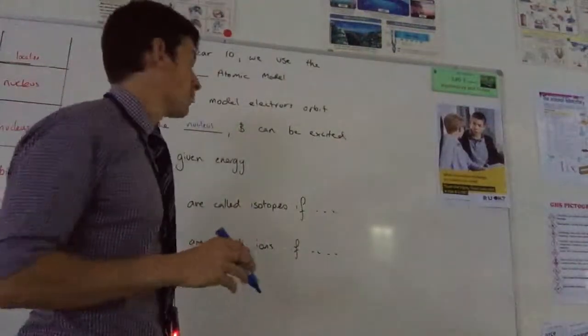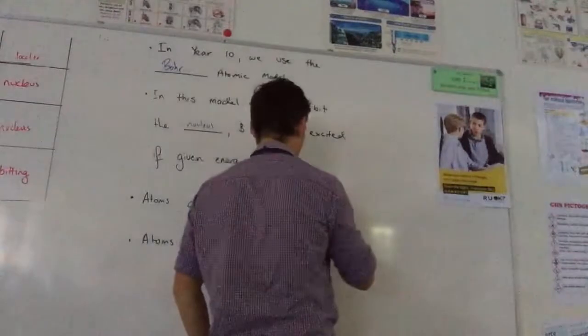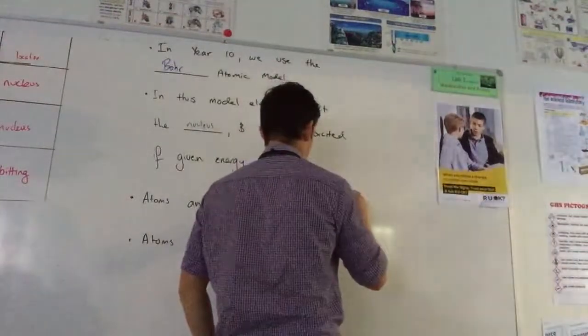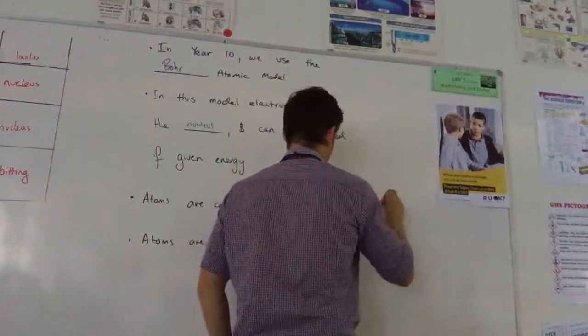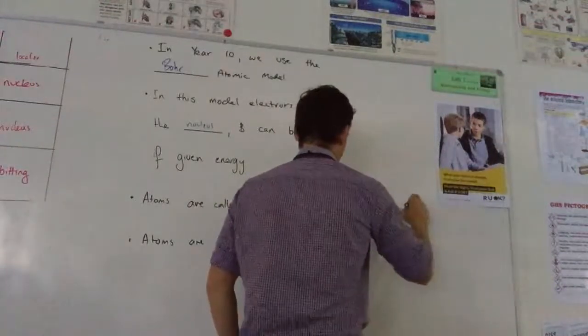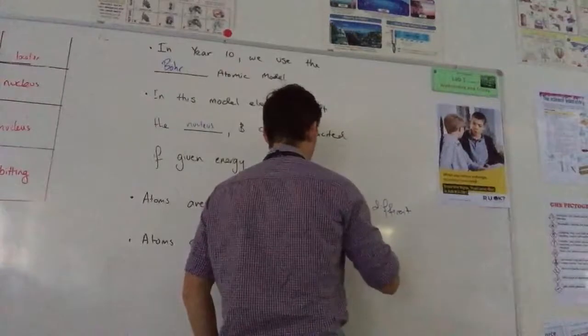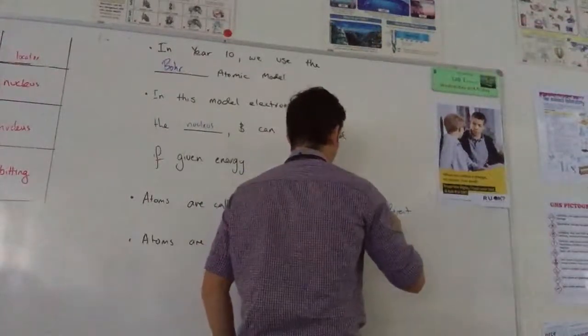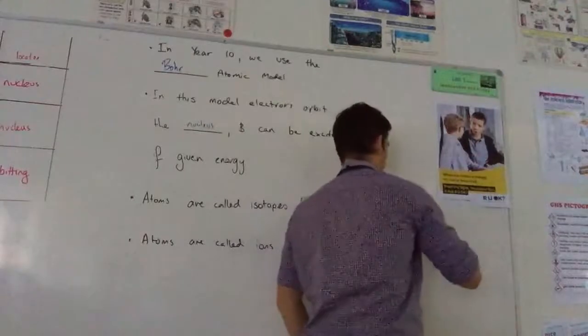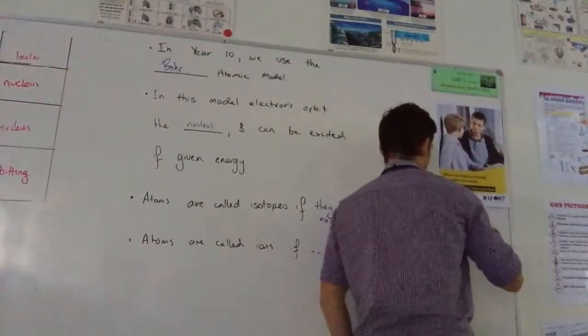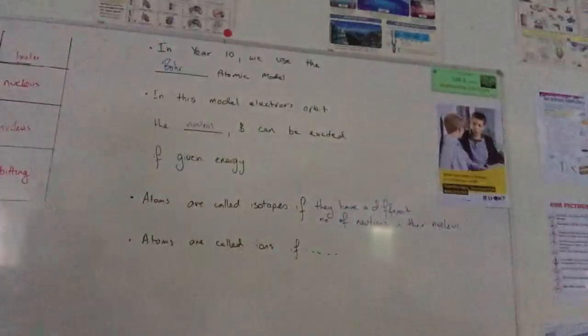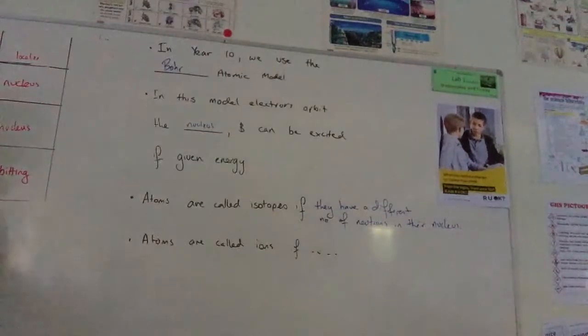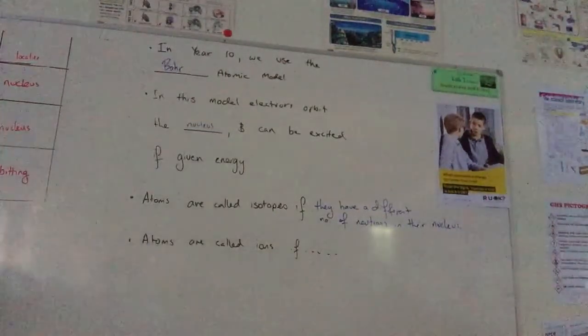Atoms are called isotopes if, Beth. If they have a different number of neutrons in their nucleus. Very good. Different number from what? The normal number. How do you know the normal number of neutrons? It's on the periodic table. Very, very good. That's good. So carbon-14 is an example of an isotope.